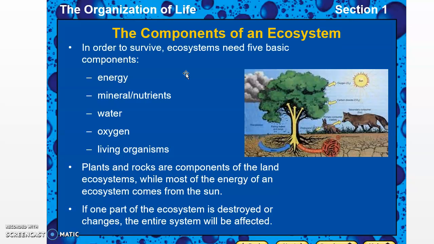So if we look at the components of an ecosystem, it has to have 5 things in order to survive. They have to have energy, minerals or nutrients, water, oxygen, and living organisms. Now, there are parts of the ecosystem that are non-living that contribute to the running of the ecosystem, but these are the 5 requirements that they have to have for an ecosystem to survive. If a part of the ecosystem is destroyed, that will change the entire ecosystem. So for example, if we eliminate a species of animal, that affects the entire ecosystem.